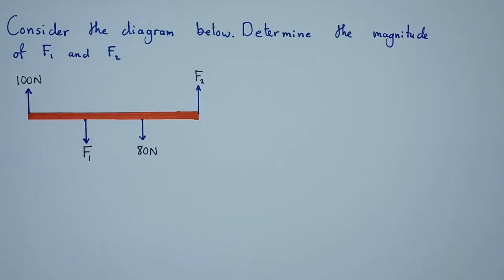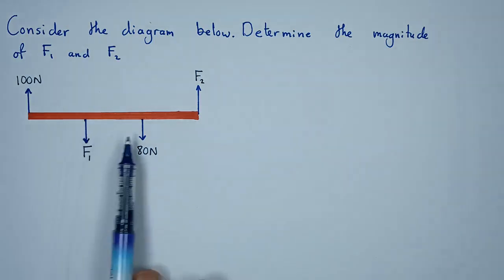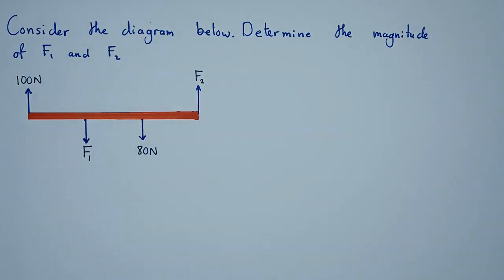Hi guys, let's see how we can answer this question under rotational motion. So we have this horizontal beam supported by these four forces. The question says find the magnitudes of this force and this force. Now in this question, we've not been given the distance between the forces.